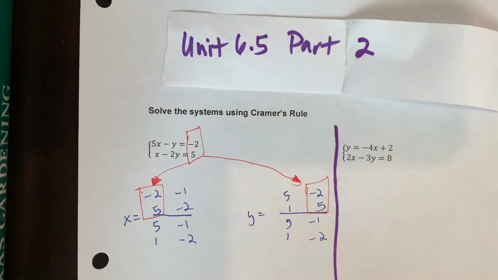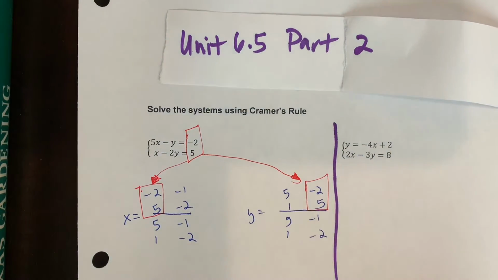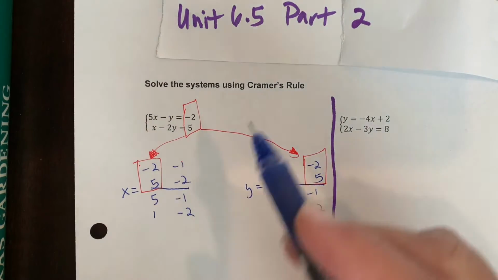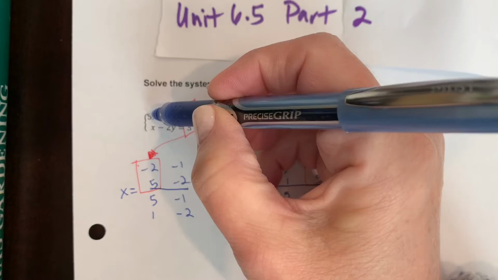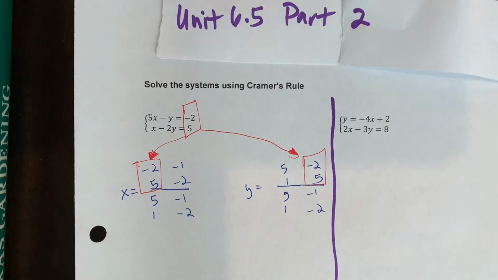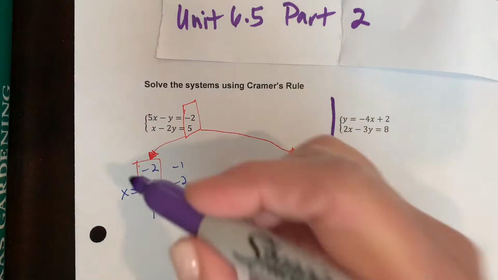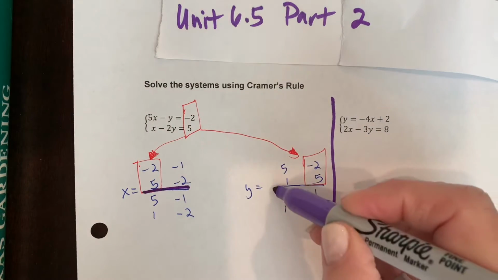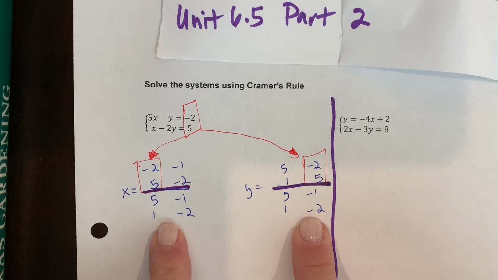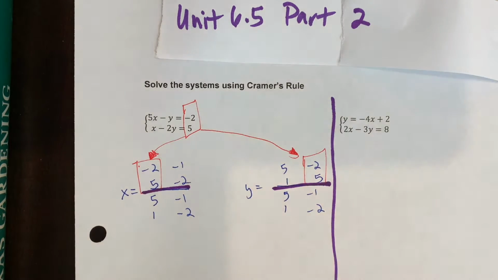Okay, so I tried to speed this up a little bit just so that we wouldn't spend so much time looking at this video. So remember, you take all the coefficients, so 5, -1, 1, -2, and that's going to go in the bottom of both of these giant fractions, okay?